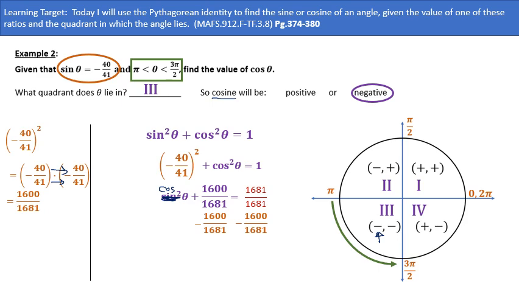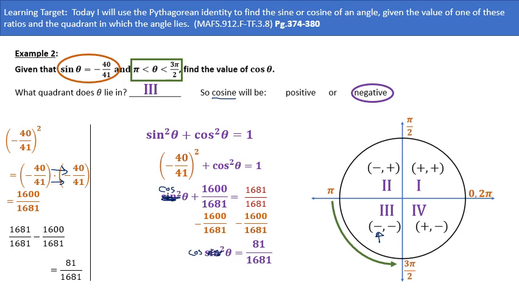All right, well, if you don't want to do that, if you have a calculator, you could probably use 1 minus the fraction, and it will probably do it for you. But just in case it doesn't, let's do it by hand. 1,681 minus 1,600 over 1,681. So we're just going to subtract the numerators. The denominator stays the same. And we get 81 over 1,681. All right, that is cosine squared.